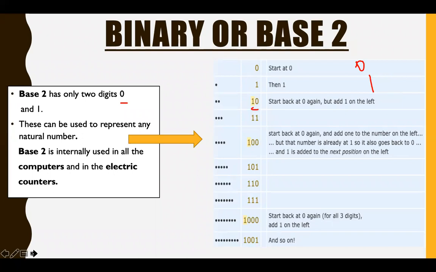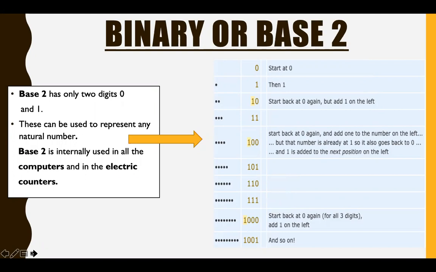Then 11, then again start with 0 and add a number to the left. This number is already 1, so it goes back to 0 and 1 is added to the next position. So after 100, again 1 is added to this position, this becomes 0 and here 1 is added. Then again this becomes 1, then all three become 0 and 1 goes to the fourth position, and so on. This cycle goes on. So this is basically what happens in the binary system.